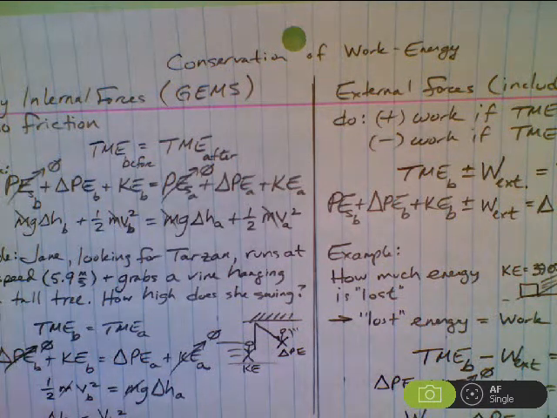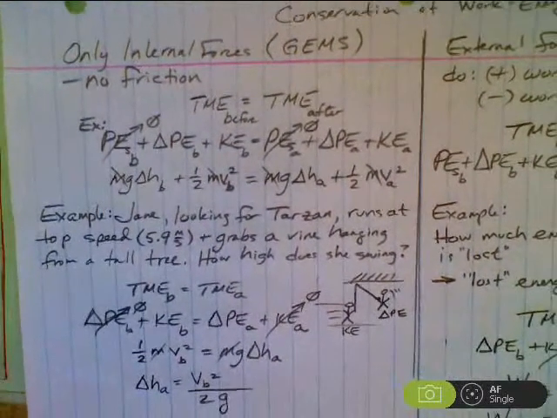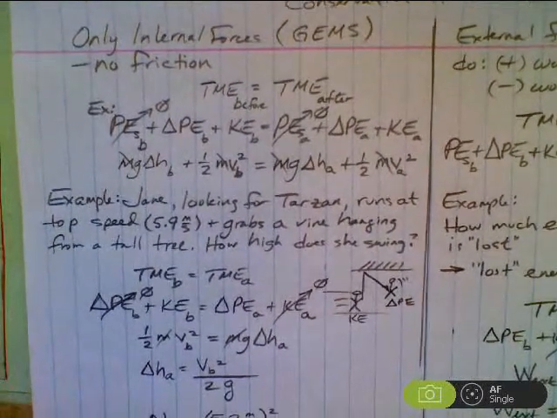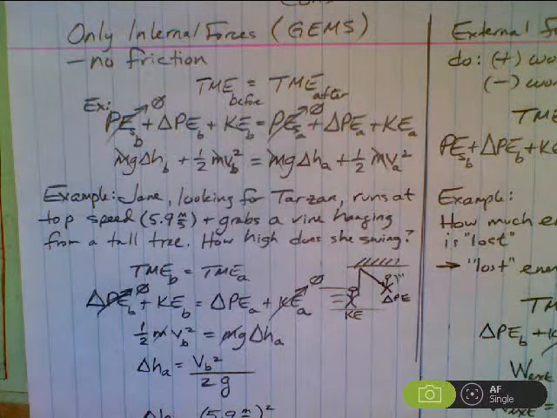These are the notes that we do in class on conservation of work and energy. We're going to take a look at two things side by side. So I'm going to begin on the left here with problems where we only have internal forces. And if you recall, our internal forces are our GEMs: gravitational, electrical, mechanical, and spring problems. But most importantly, these have no friction involved or any kind of other external forces.